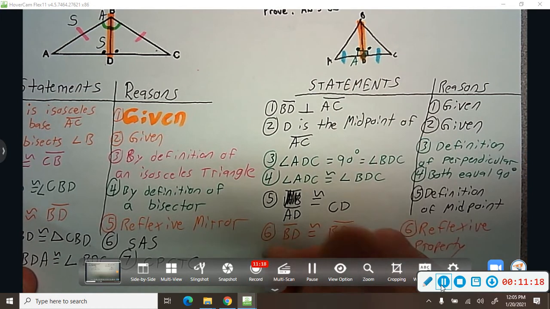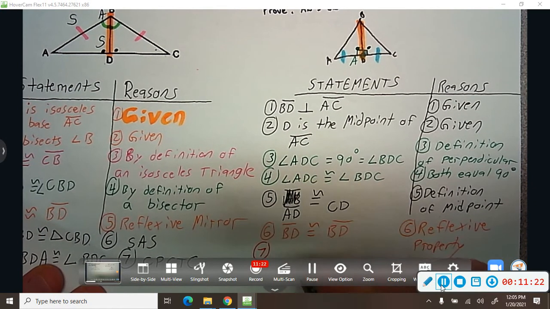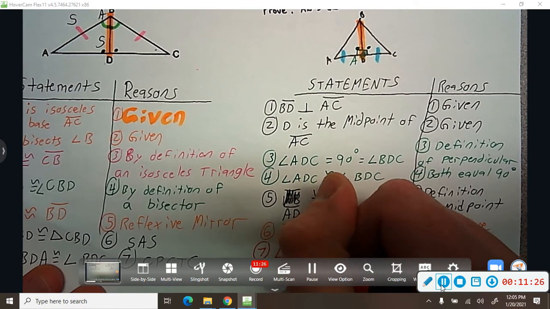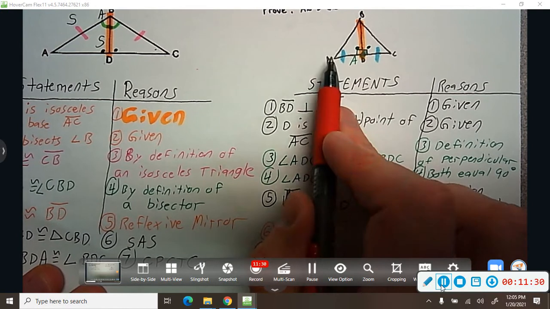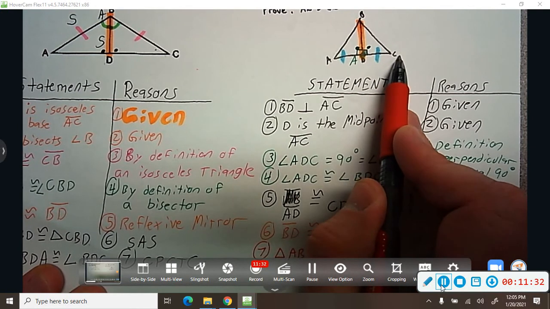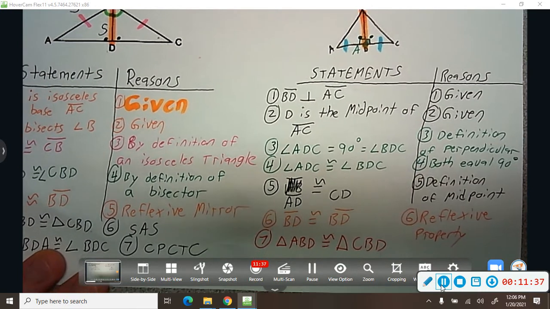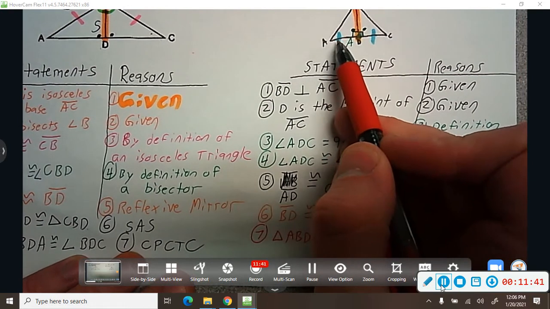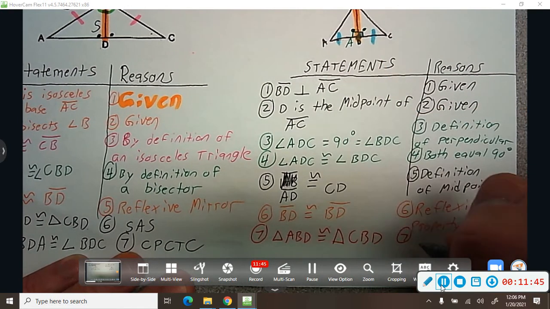So I would say that triangle ABD is congruent to triangle, and I start in the same spot, so I start at C, CBD. How do I know that? Well, by the side angle side. So that'd be by the SAS.